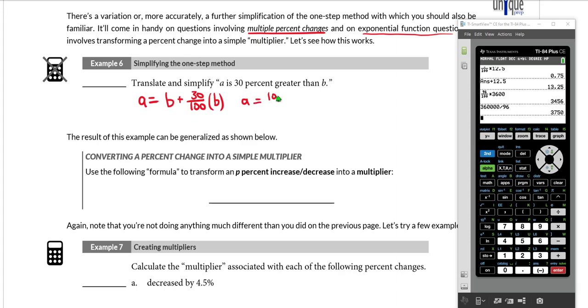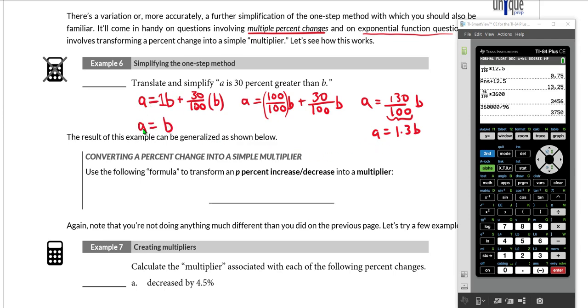If we think about common denominators or even decimals here, let's do it the common denominator way. This is 100 over 100 b, right? This is 1b, and 1b is equal to 100 over 100 b. So I'm just finding a common denominator. This 100 and this 100 now have a denominator in common. So 30 over 100 b, and this becomes A equals 100 over 100 plus 30 over 100, which is 130 over 100 times B, and this is 1.3. So A equals 1.3B.